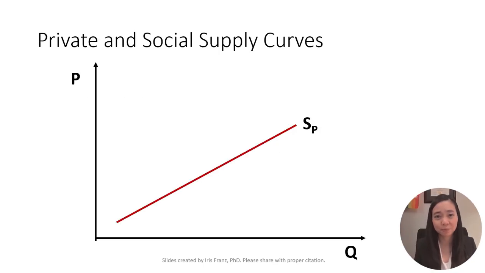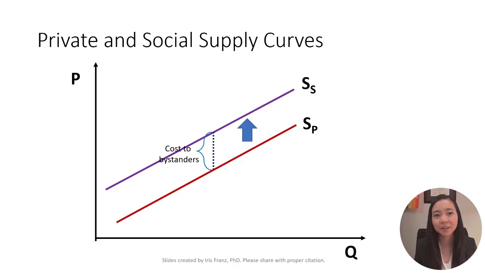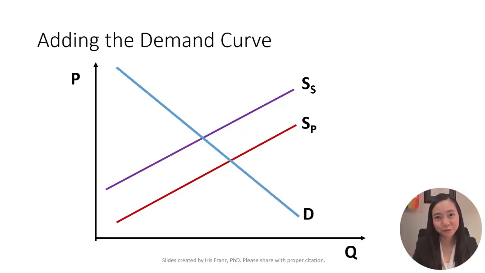Here is the private supply curve SP, which reflects the cost of production, such as the cost of labor and capital, to the producer. Adding the external cost to bystanders, we get the social supply curve SS. Because the bystanders suffer from the production, the social supply curve sits above the private supply curve, reflecting those additional costs. Now we add the demand curve.